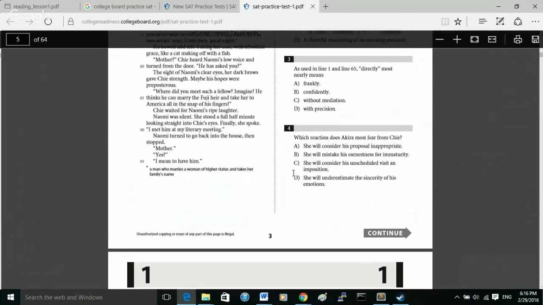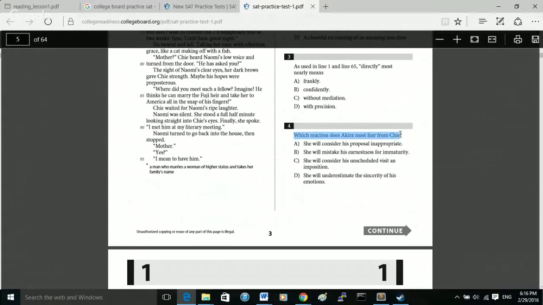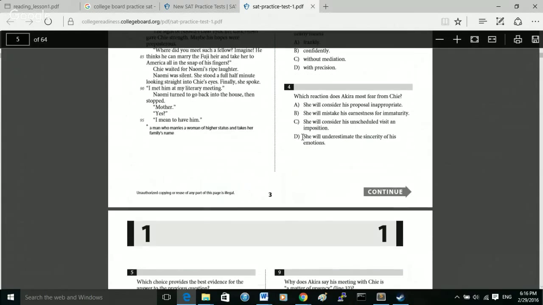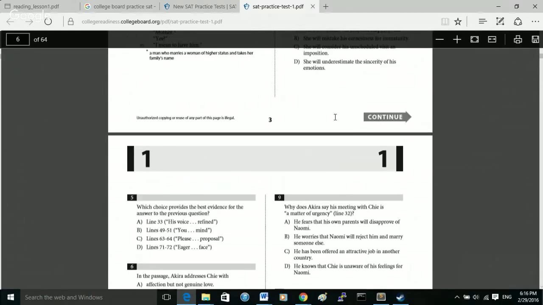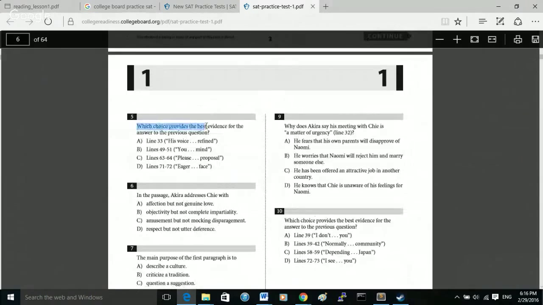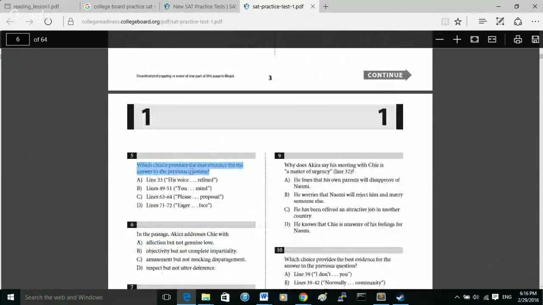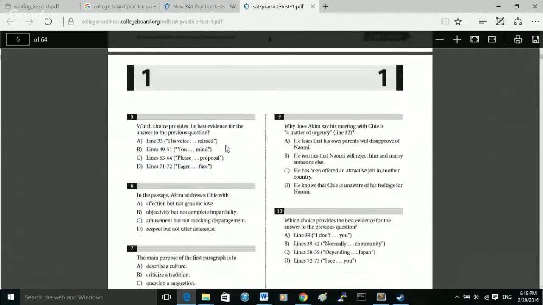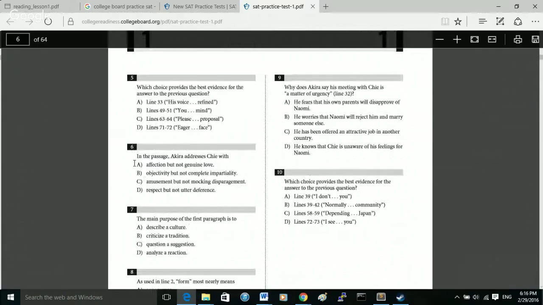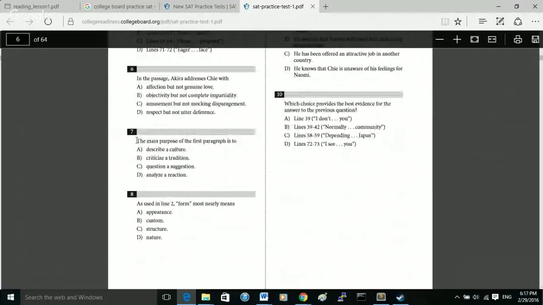Let's move on to question 4. Which reaction does Akira most fear from Chi? You can see that this question doesn't direct us to a specific line, so we're going to skip this question as well and go back to it later. And as you can see, question 5 is linked to question 4, so we will come back to that later as well. Question 6. In the passage, Akira addresses Chi with. This is also a main idea question, so we'll go back to that later too.